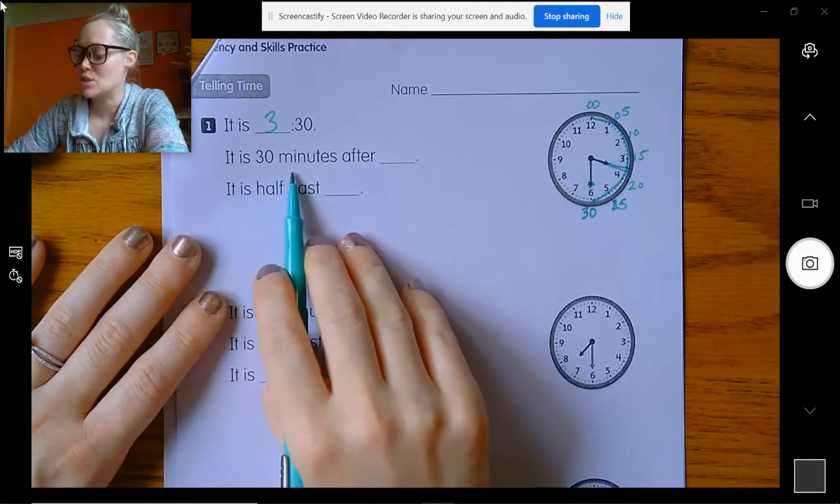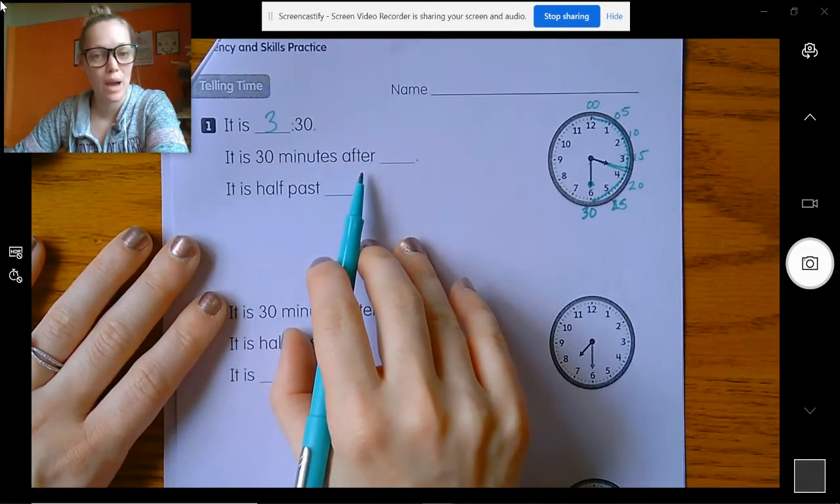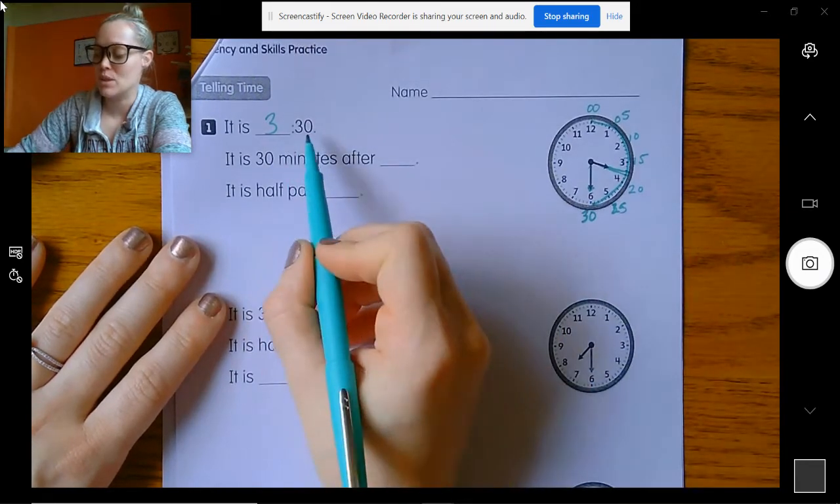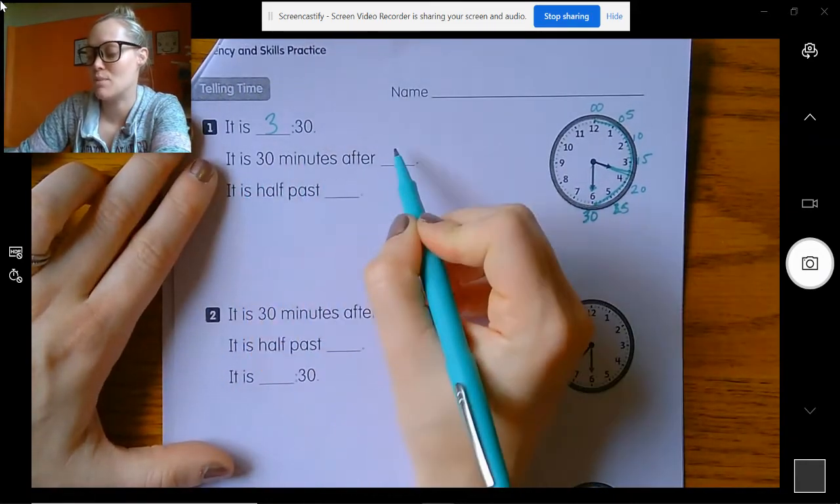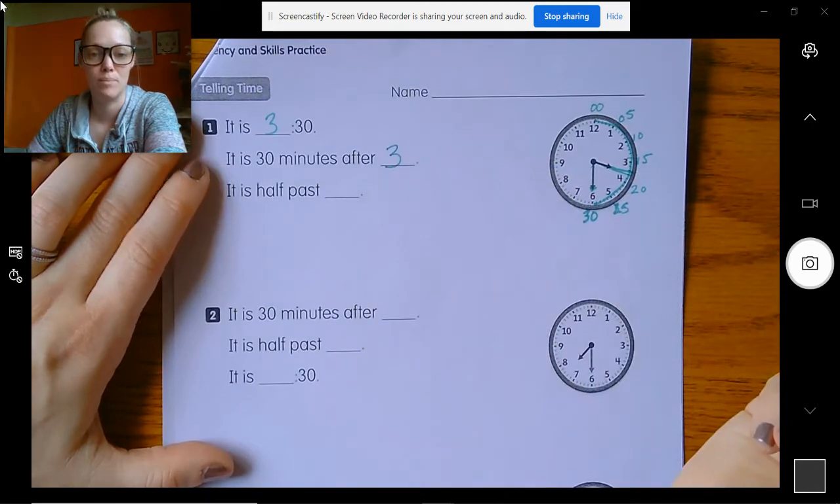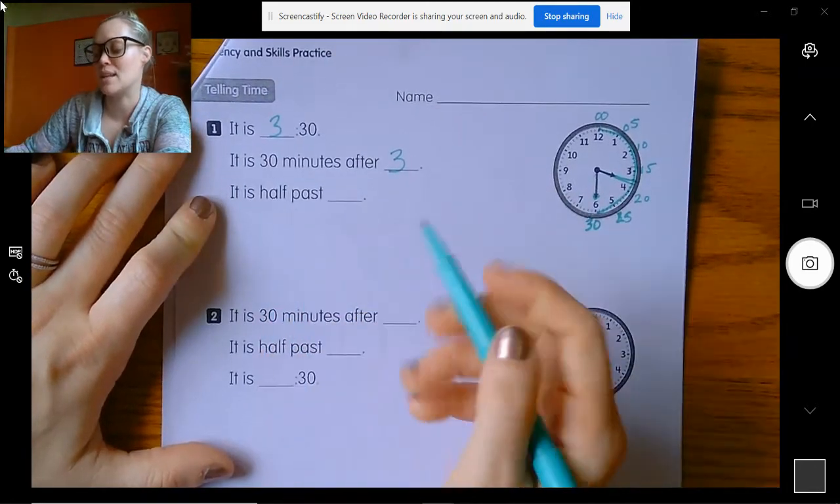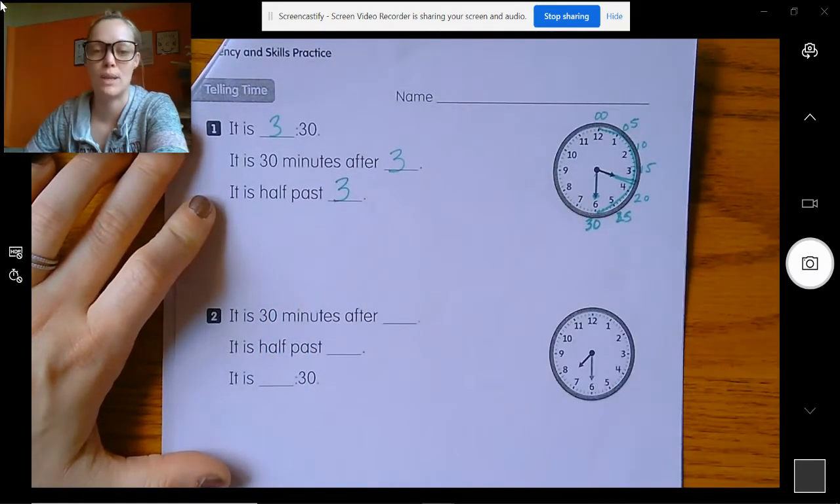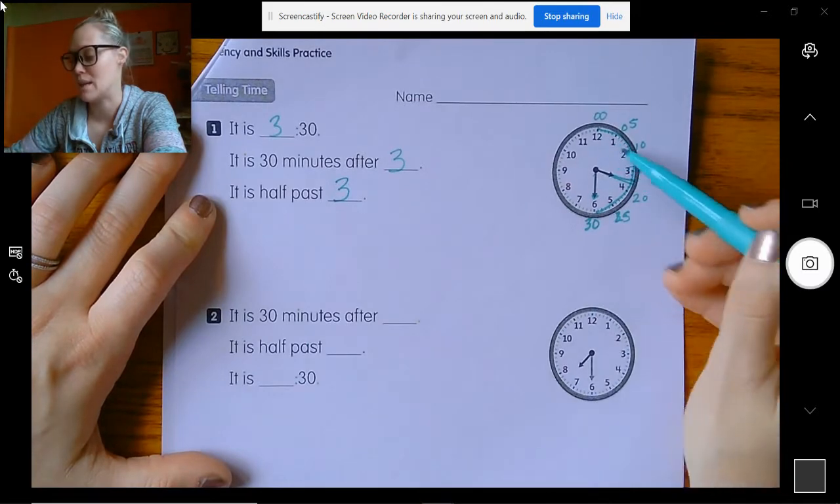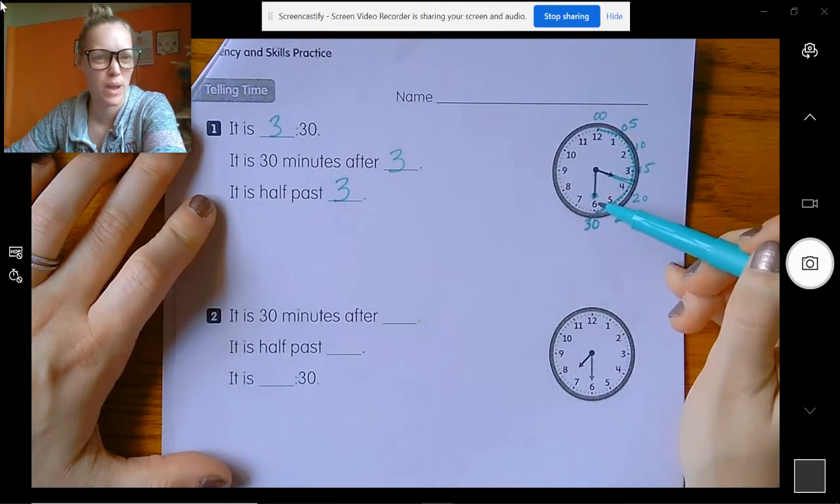Okay, it is 30 minutes after. What hour did we just say? 3:30 is the same as 30 minutes after 3. You can also say it is half past 3 because half past is halfway around the circle.